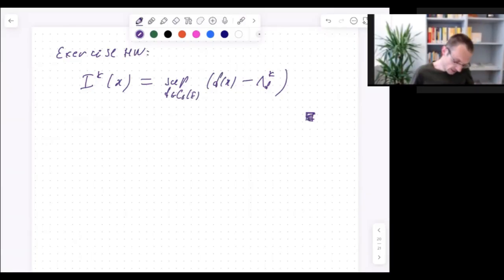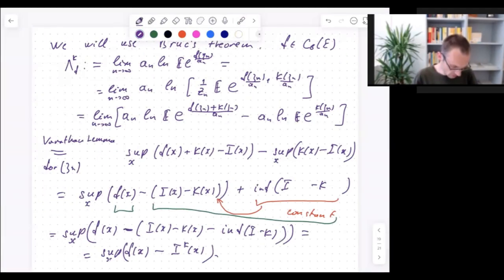Okay, I apologize for the longer lecture today. I wanted to finish everything, and next time we will talk about exponential equivalence, and after the exponential equivalence, we will discuss one of the applications of the large deviation principle in statistical mechanics.